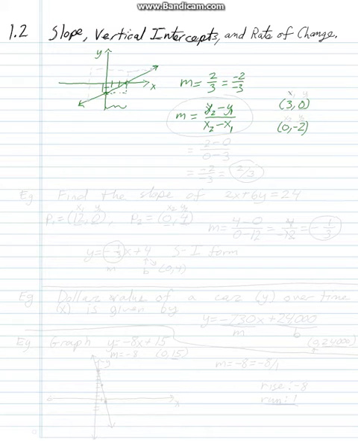So if this is x1 and y1, and this is x2 and y2, then we plug everything in. So I would say y2, negative 2, minus y1, 0, over x2, 0, minus x1, 3. And that gives me negative 2 over negative 3, which is, again, 2/3.